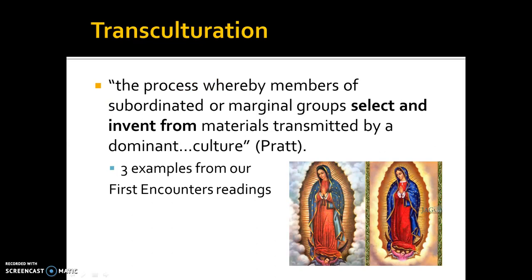Okay. Another concept that's important to understand is transculturation. Trans typically means crossing. So transculturation is the process whereby members of subordinated or marginal groups select and invent from materials transmitted by a dominant culture. That's, again, a concept from the Pratt reading.